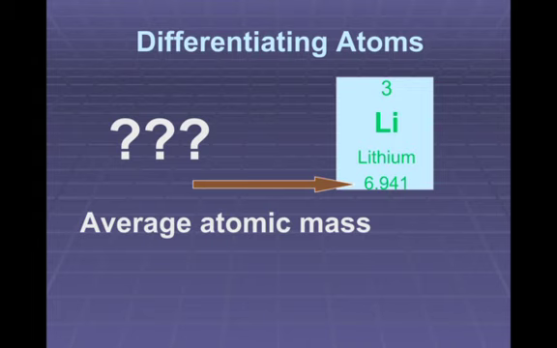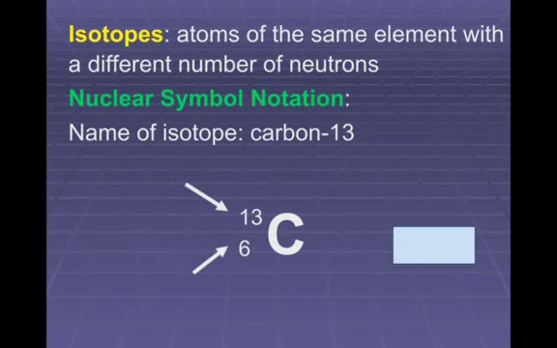Now, wait a minute, isn't this a little weird that we have a decimal? You can't have 0.941 protons or neutrons, so why does that number have a decimal at all? Well, it turns out it's an average of all these different things called isotopes. Oh, and by the way, the units are AMU, atomic mass units.